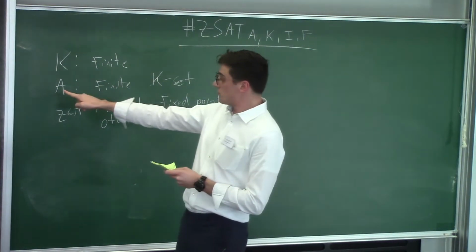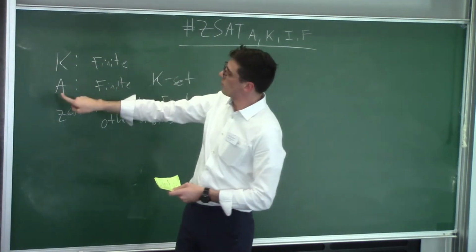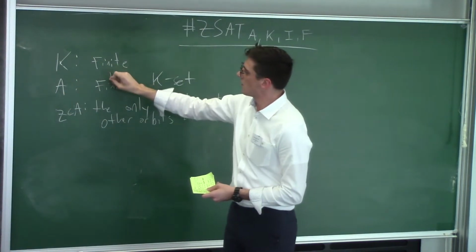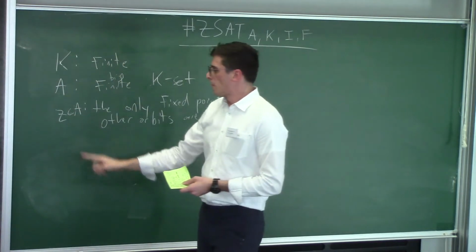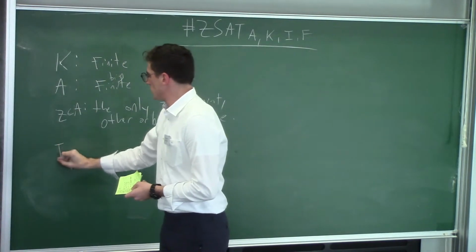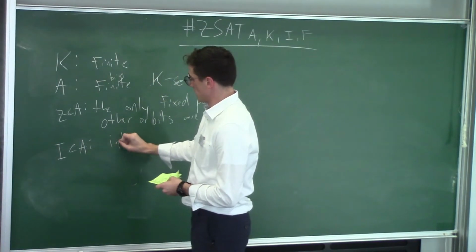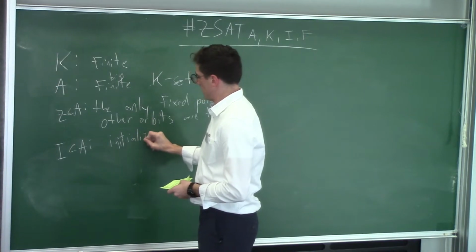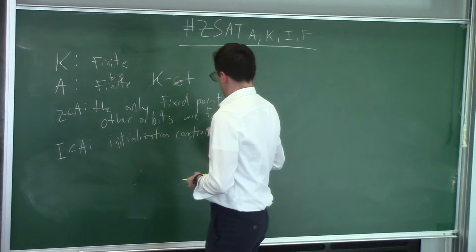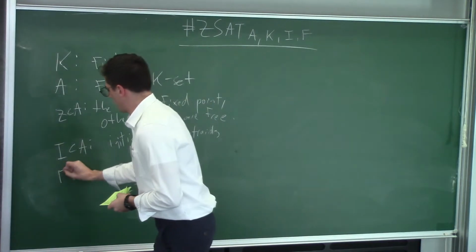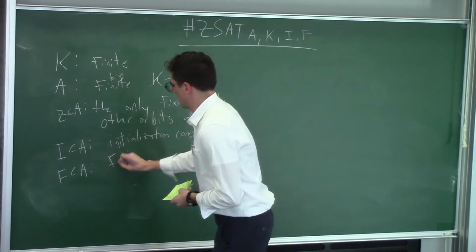And then we're going to pick two sub-alphabets, A for alphabet. Up here it was a Boolean alphabet, but you should think of this as some big finite K-set. You know, it has 100 things. And we're going to pick two subsets. We'll have I, which is the initialization constraints, and we'll have F, which are the finalization constraints.